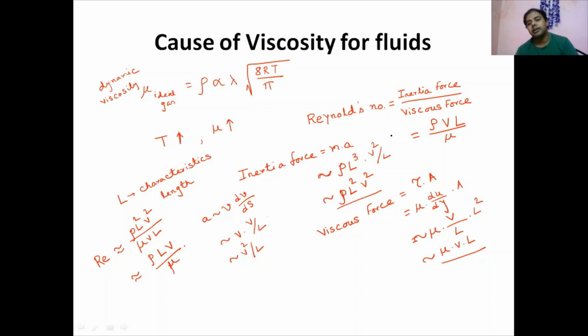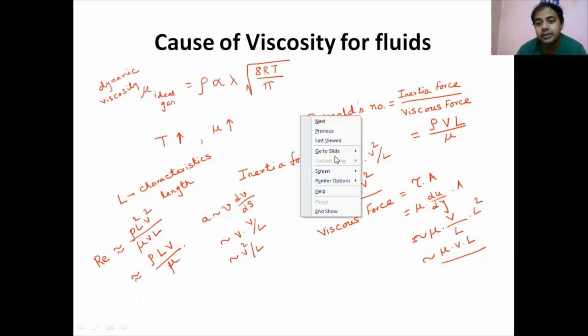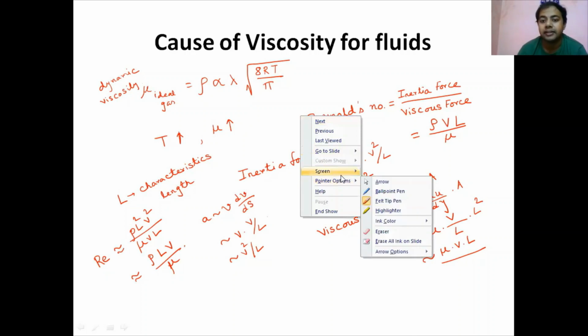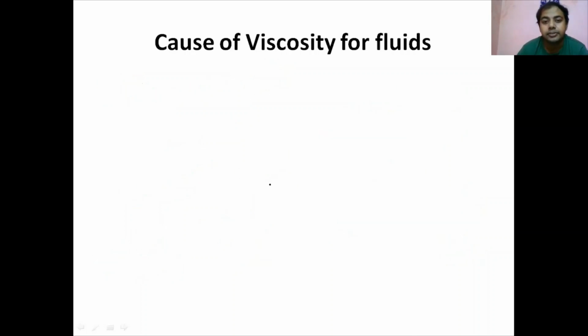One chapter will come in your courses, that is dimensional analysis. We'll see the same things in this way. Now we are going to the case of the ideal gas, and how the Reynolds number varies for an ideal gas.